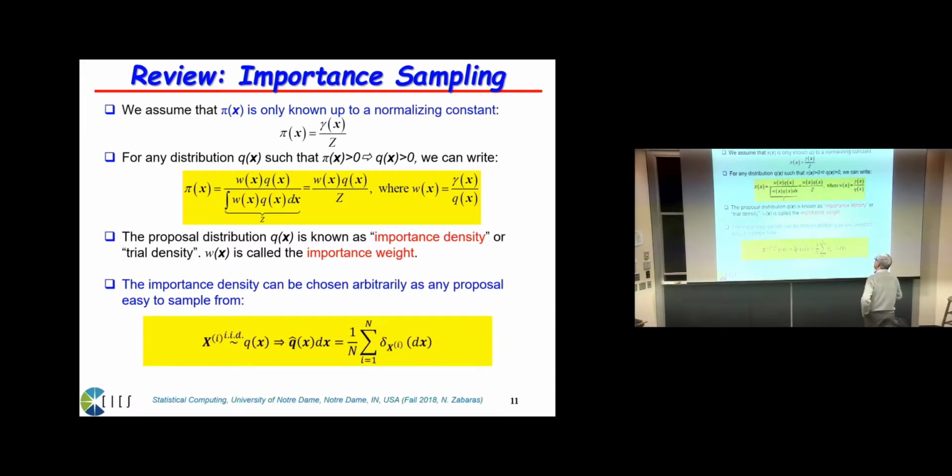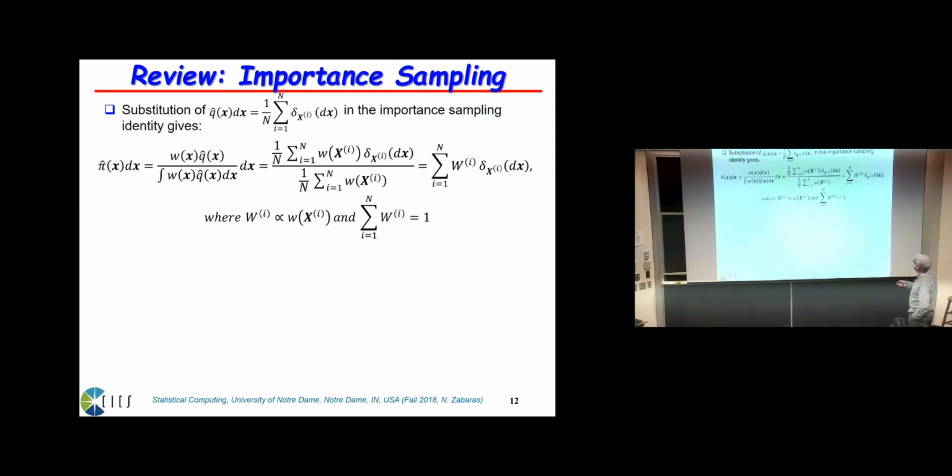So the idea of importance sampling is we don't take samples from pi, we take samples from Q. So the approximation of Q is exactly as before. If you plug in this Q inside this equation for pi, you're going to get a Monte Carlo approximation of pi, and there is the answer that we have seen before. You get basically a weighted sum of delta functions.